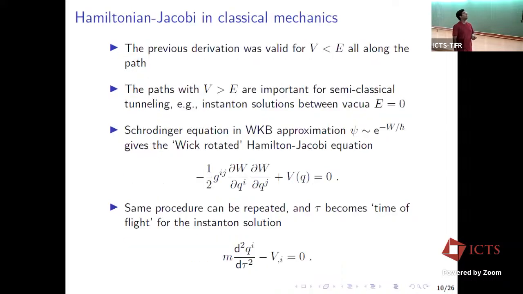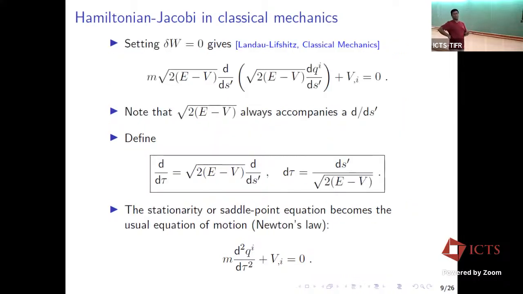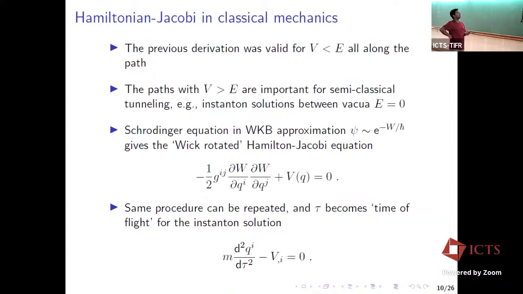Right. So I just want to make one point, which will be important in generalizing this to GR, which is that the previous derivation was valid for V, the potential, less than E, all along this assumed path, for the square root to make sense. But the paths with V greater than E are important for semi-classical tunneling. For example, instanton solutions which interpolate between vacua, where this parameter E is set to 0.